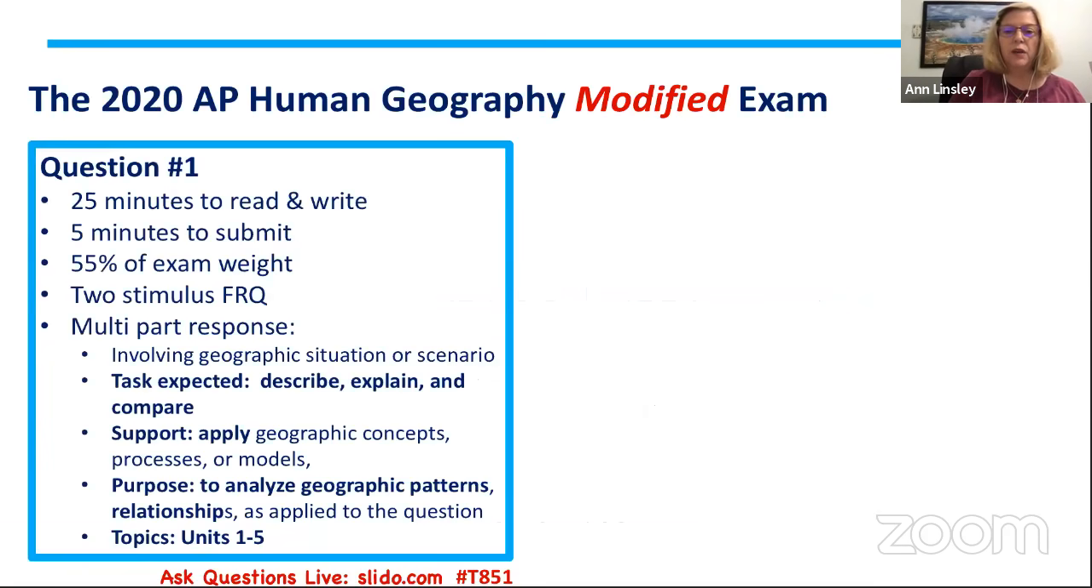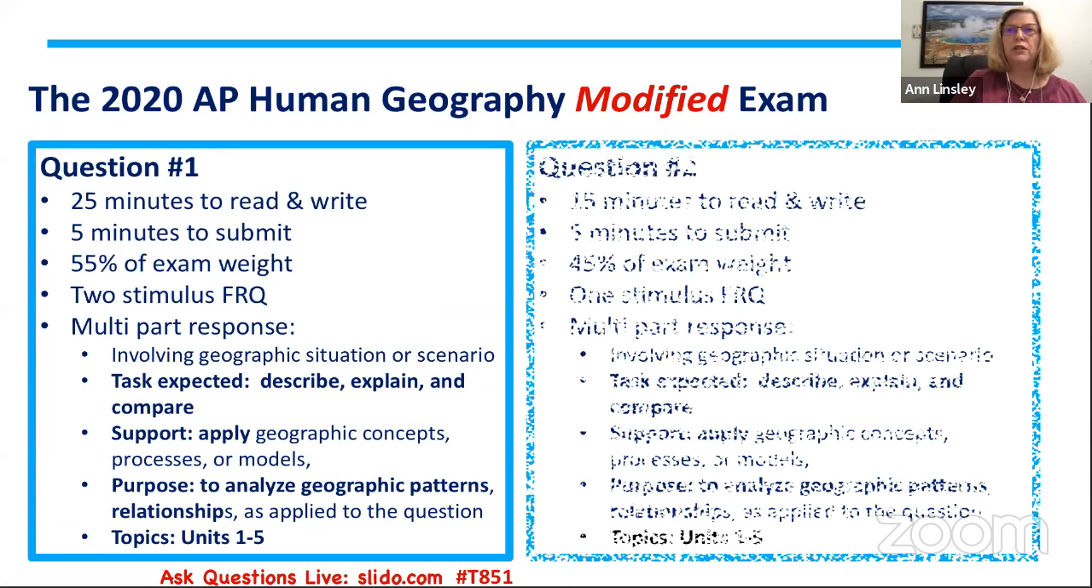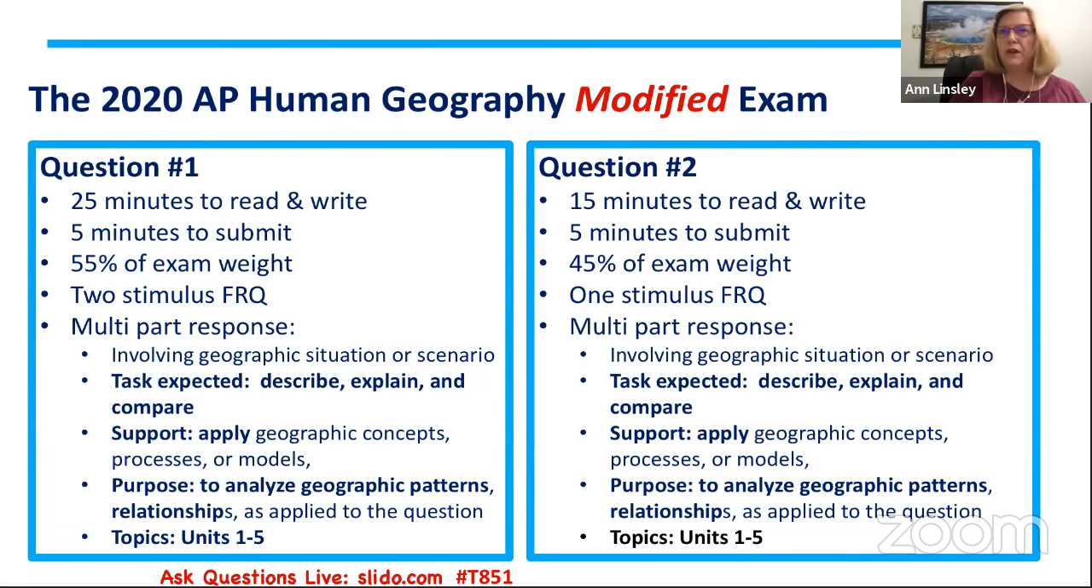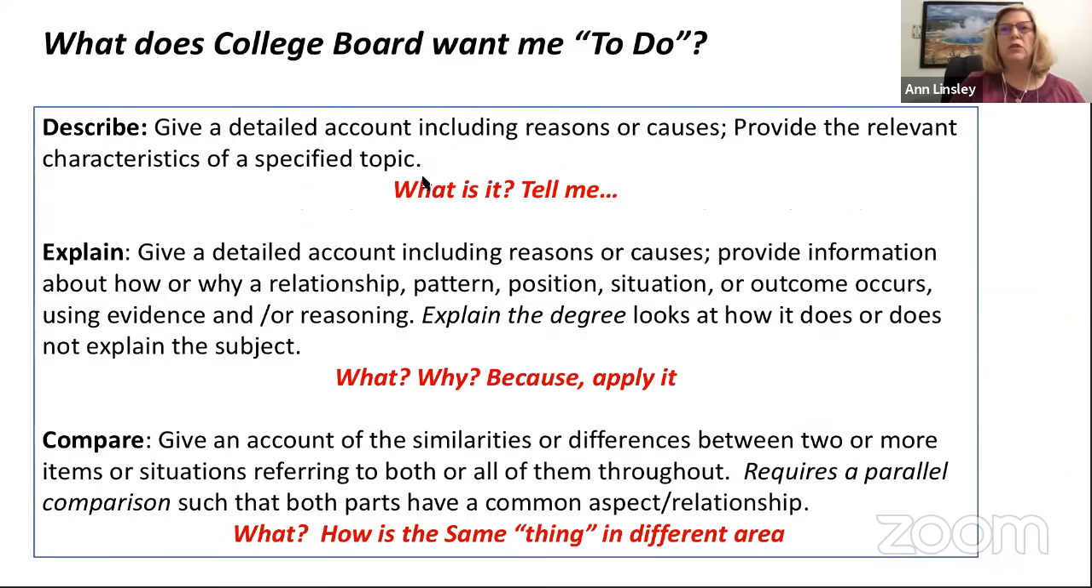So with that in mind, I want to remind you again of the structure of our exam: a 25-minute question and a 15-minute question. They will have stimulus on them, and they will also be multi-part questions. Within those questions, you're going to be asked one of three task verbs on each one of those internal questions. A describe, which is asking you to give a detailed account including reasons and causes. The way I describe it to my students is, what is it? Tell me what it is, okay?